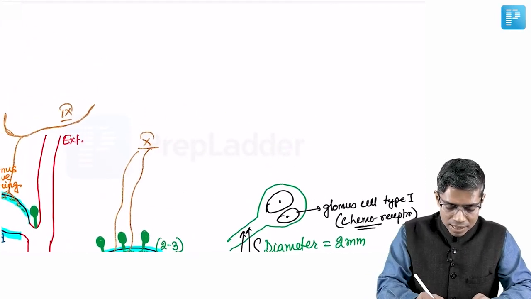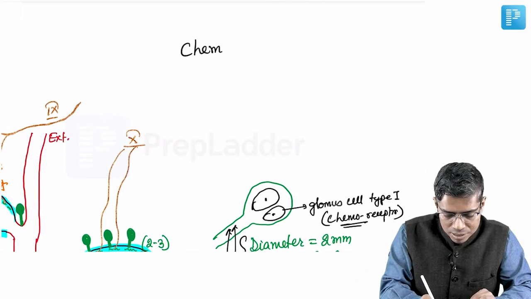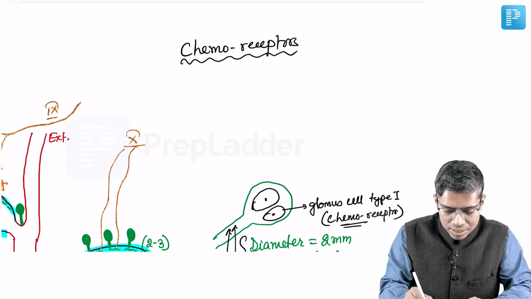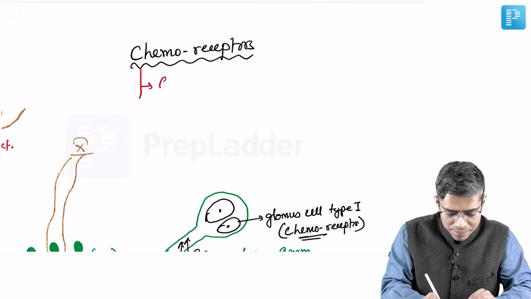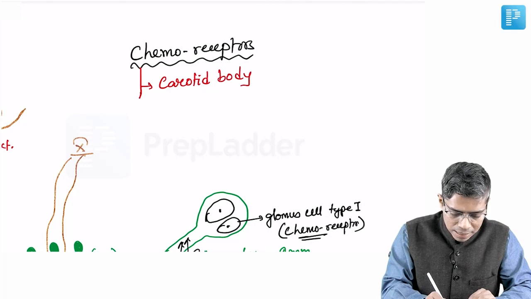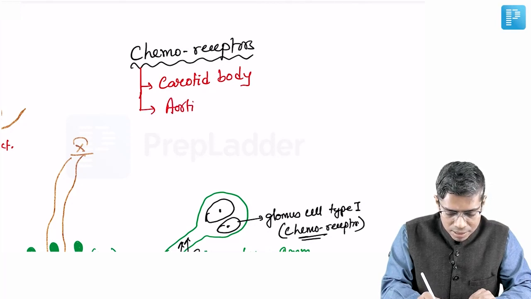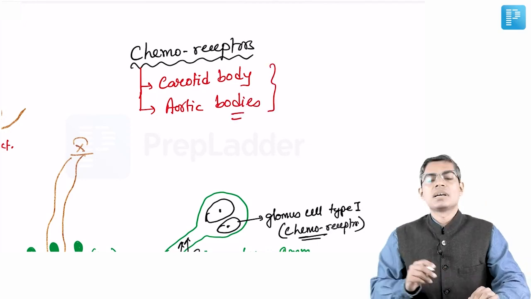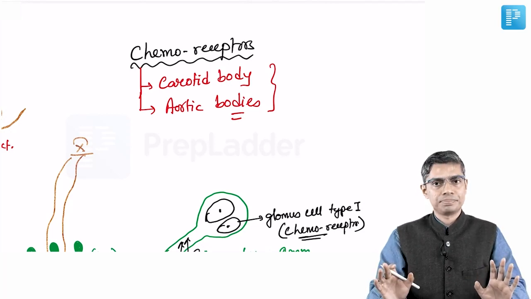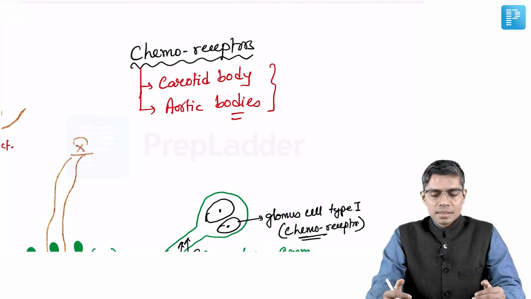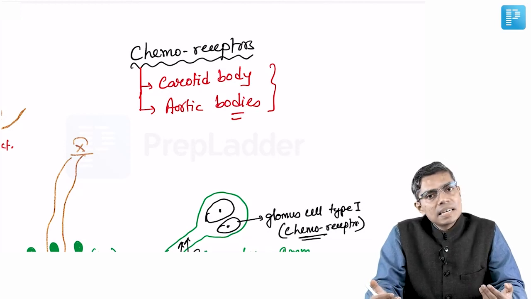So now if I write down here where the chemoreceptors are located, your answer will be that, sir, this is nothing but the glomus cell, but where is it located? In the carotid body, and it is also located inside the aortic bodies, right? So inside carotid bodies and inside aortic bodies, these chemoreceptors are located. Now, chemoreceptor means that it will be stimulated by chemicals.